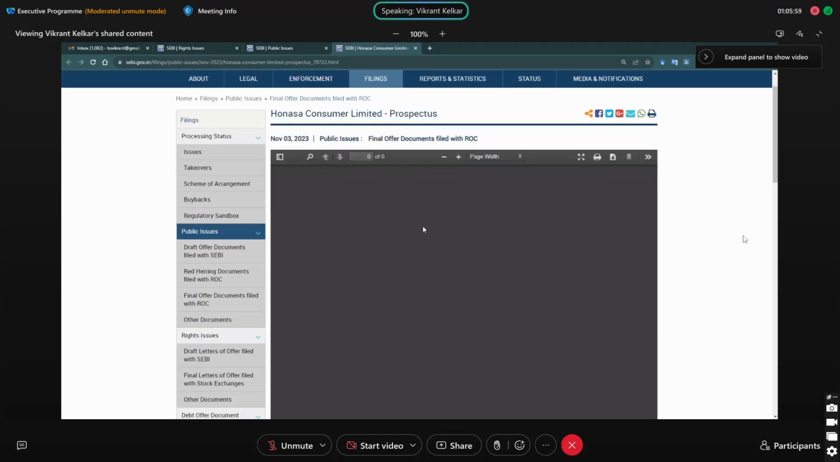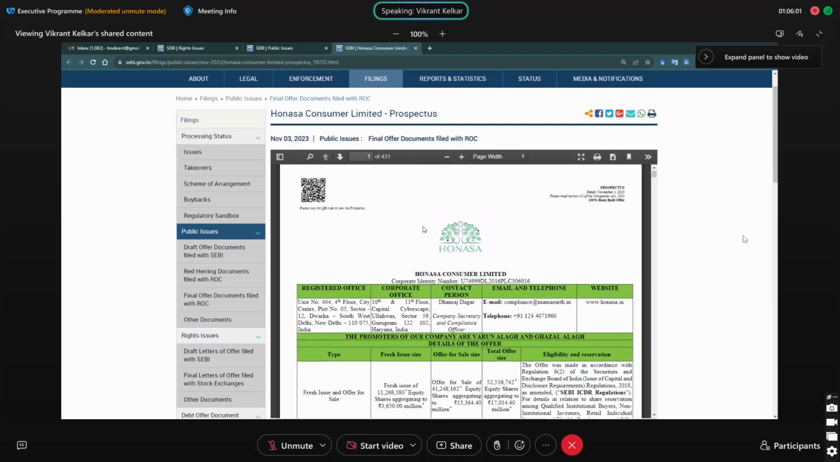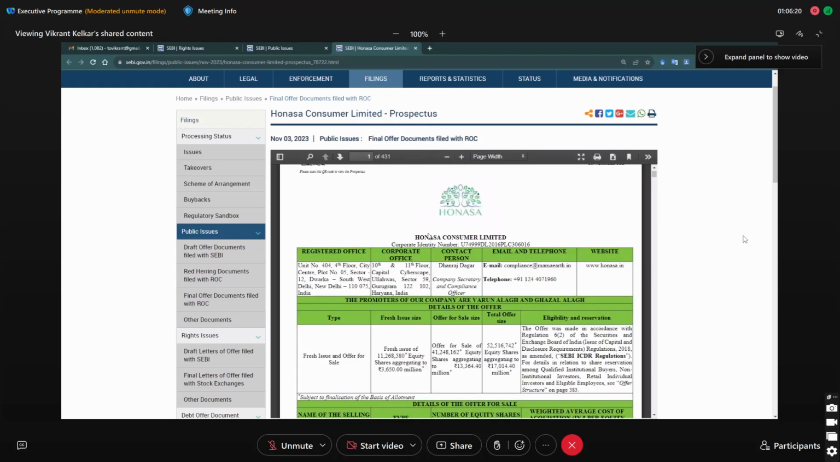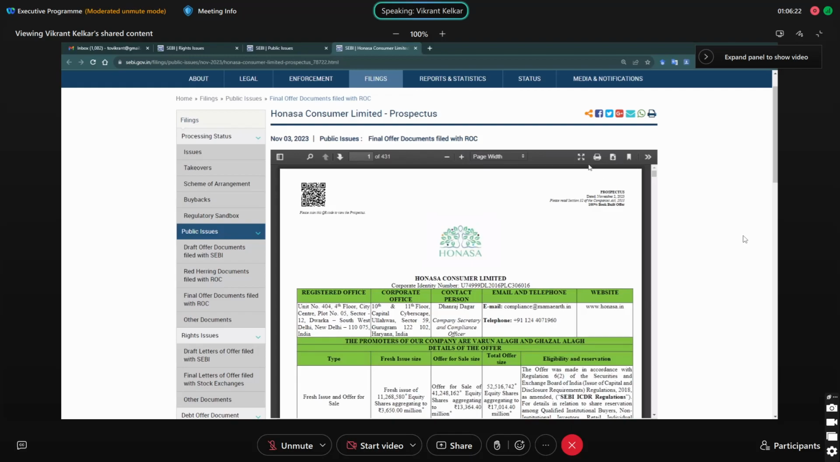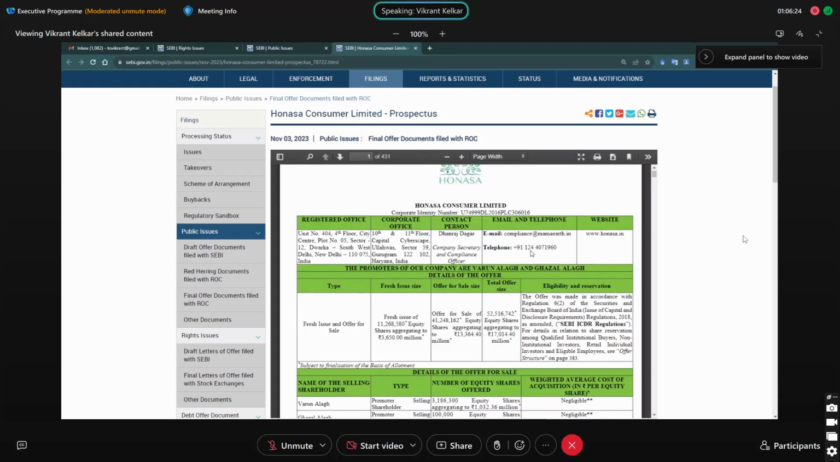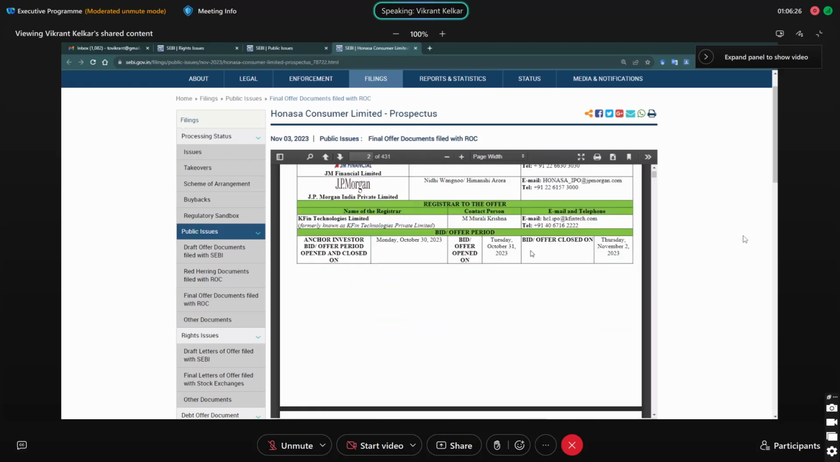Means what? They have already filed the basic document draft. SEBI inquired about the content and other proofs and queries. Merchant banker resolved the queries and other details. And now we got this prospectus for Honsa. Correct? So this is again 431 pages document. Okay. And what is written here? It is prospectus. Okay. So what are the contents of prospectus?